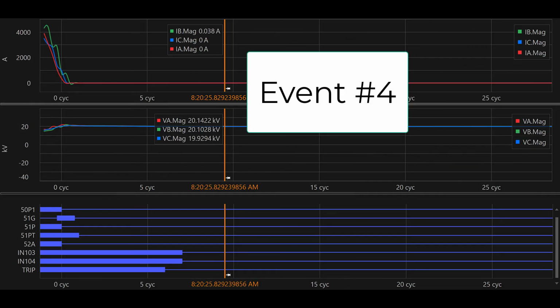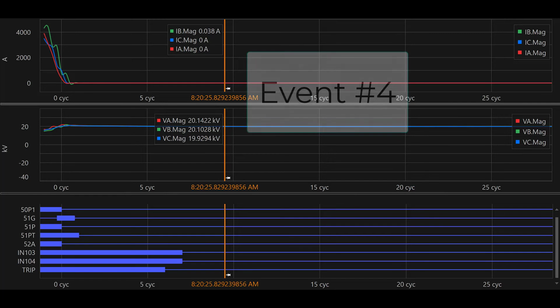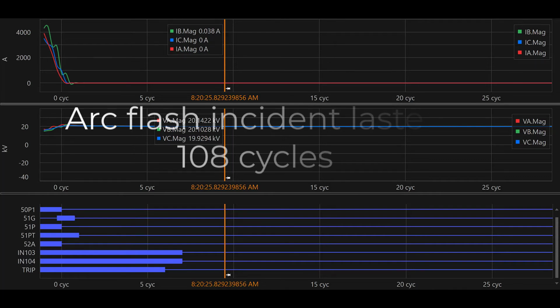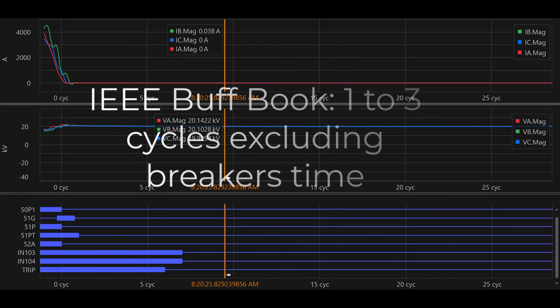Event number 4. Now the breaker is off here and the fault is removed. Currents are 0. Total duration of the arc flash fault: 108 cycles. The IEEE Beige Book recommends no longer than 3 cycles, excluding breaker time, for a fault in the primary zone of the relay.